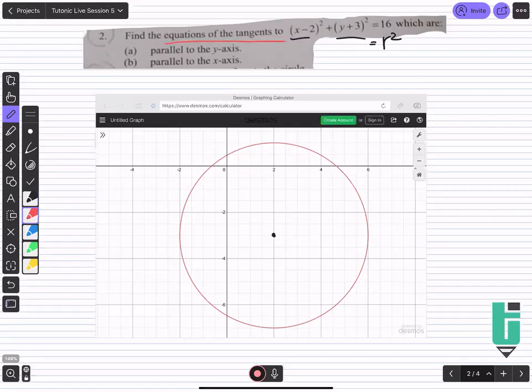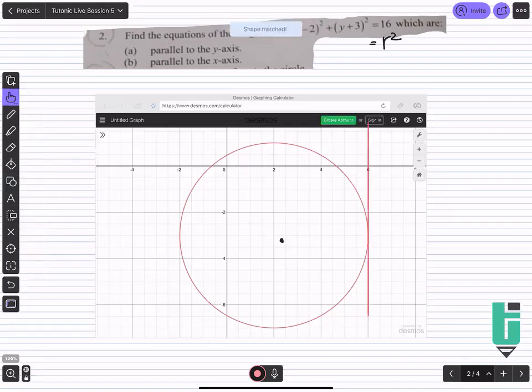So let's take out our line parallel to the y-axis, okay? If it's parallel to the y-axis, do you agree it's a vertical line?